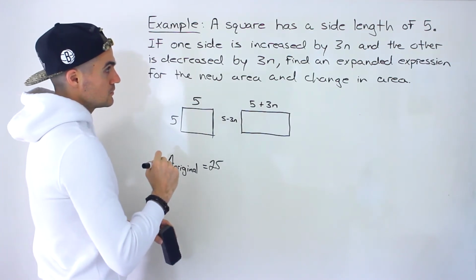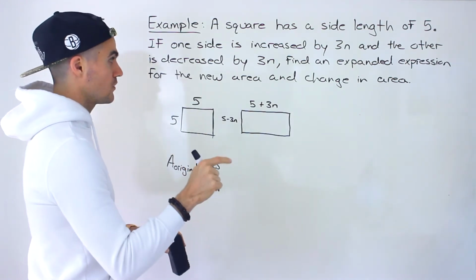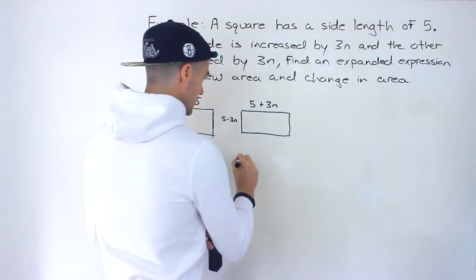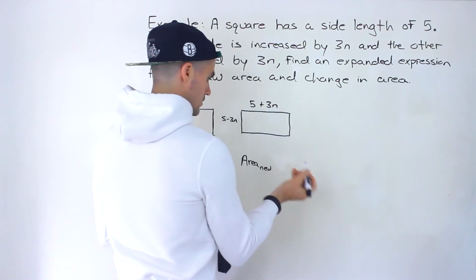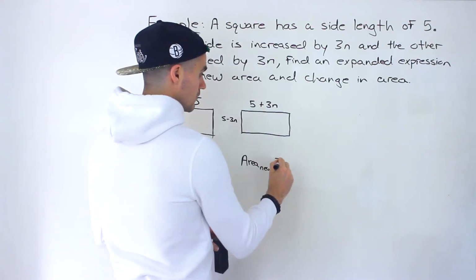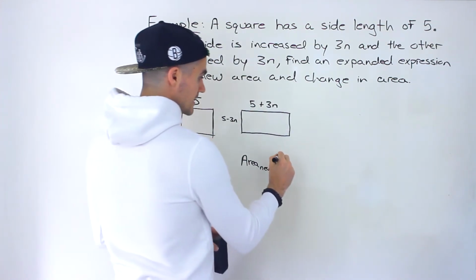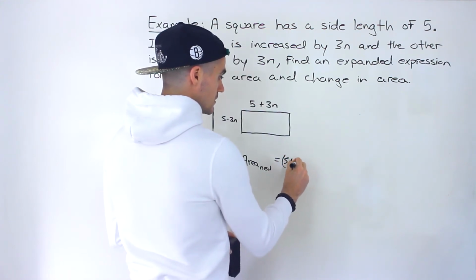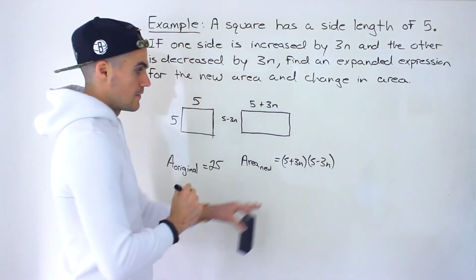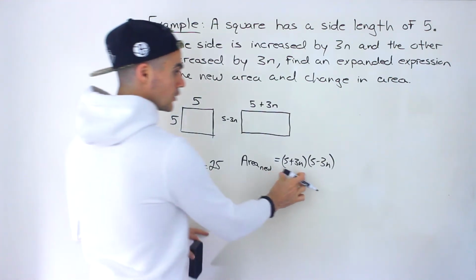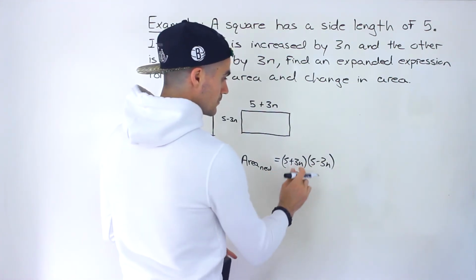So what we have to do, we have to find an expanded expression for the new area. So let's actually start with that. What's the area of this new shape here going to be, of this rectangle? Well, it's going to be length times width. So it's going to be 5 plus 3n times 5 minus 3n. And notice that right there is a difference of squares. The binomials are the same except for the sign in between them.